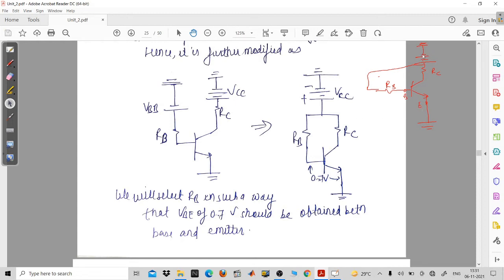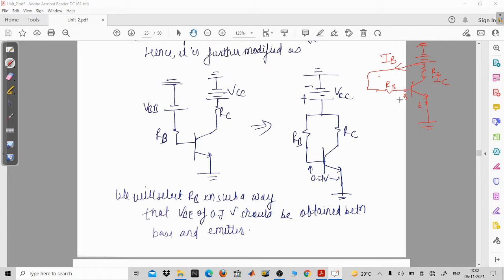So when you are applying the voltage, the current is going to flow through the RB and the RC. The current which is flowing through the RB can be termed as IB, and this one will be IC. So now you are going to have some voltage across base and the emitter, and that voltage will be 0.7 volt because we have to forward bias the base emitter junction.